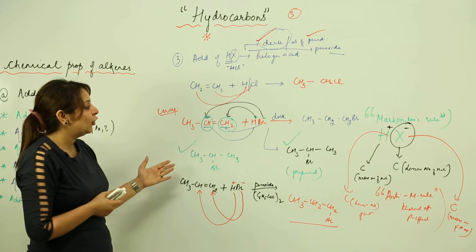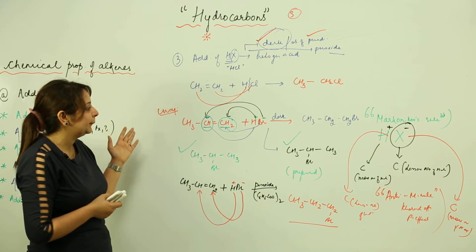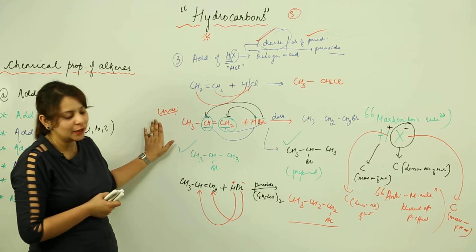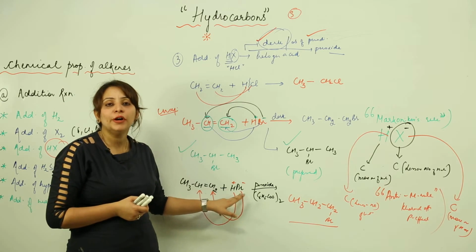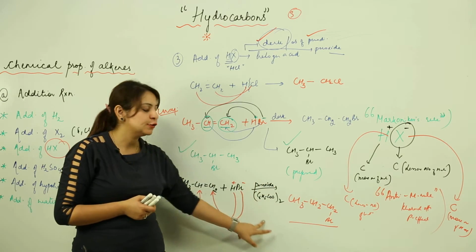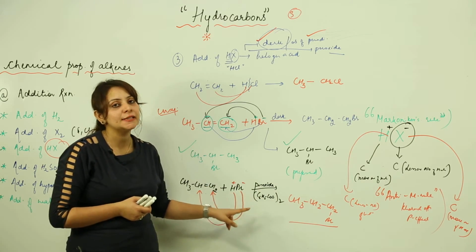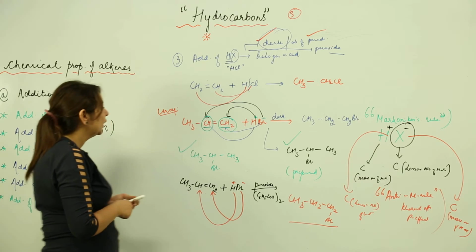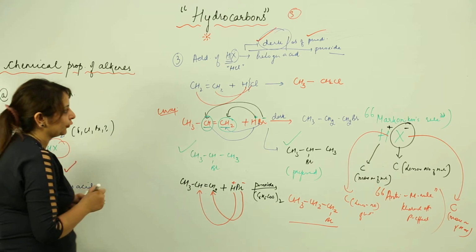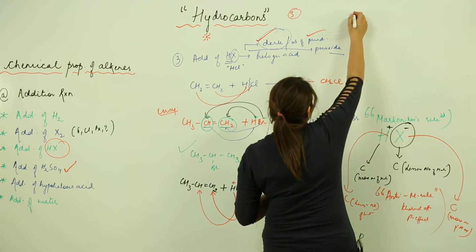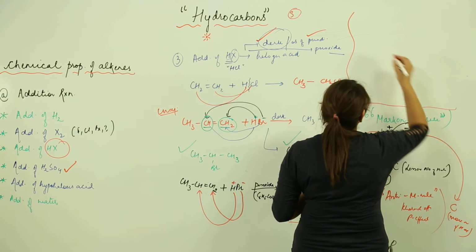Otherwise, for HCl and HI, only this is going to occur, this won't occur. So this anti-Markovnikov rule works particularly for HBr in the presence of peroxide. That is why it is called the peroxide effect. Next addition is addition of H2SO4. Let's see what happens when we add H2SO4.